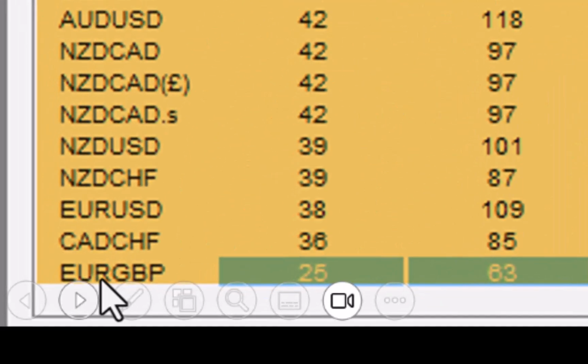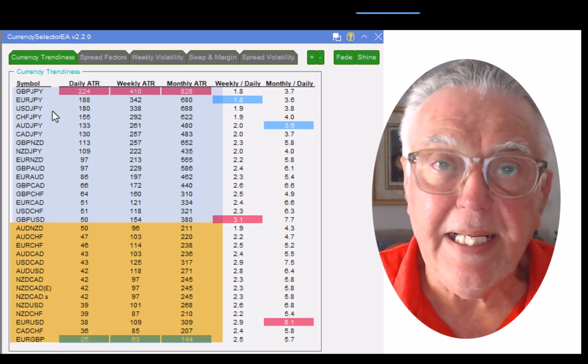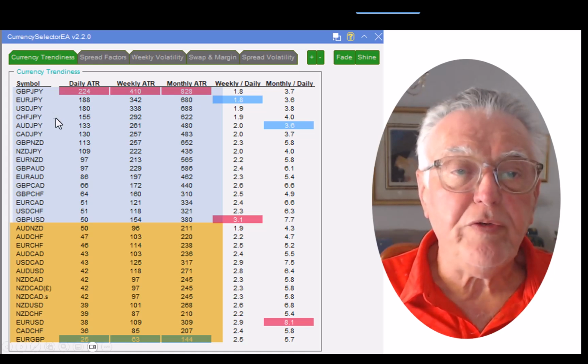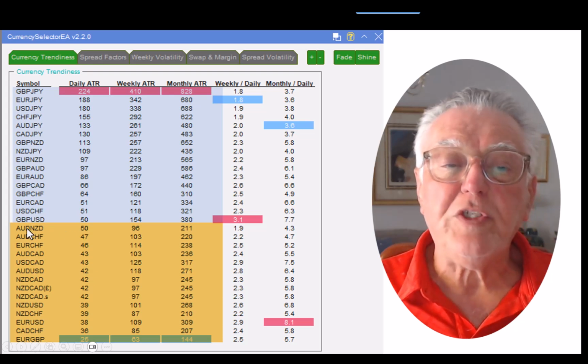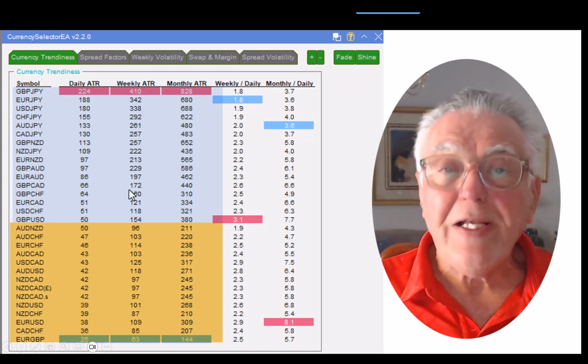Whereas down here we have the euro pound, which only moves 25 pips a day. So that is definitely a sideways currency because it hardly moves. It just vibrates during the day, and that is what we would call a sideways movement currency. Now the ATR is an indicator that can be found on all MetaTrader platforms, and you take the daily ATR of all those currencies and you can immediately tell which ones are the sideways currencies and which ones are the trending ones. That's one way of doing it.